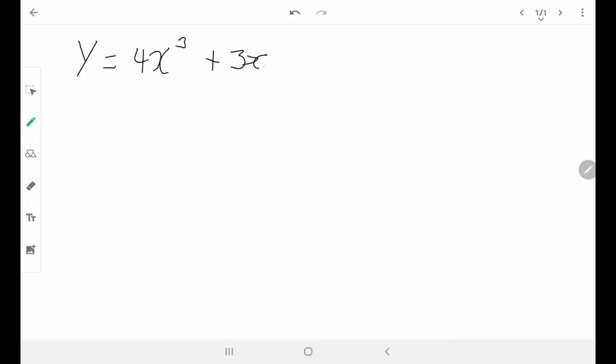Okay, let's go to the other side. So we've got all that, and let's do another example. So if I have something like y equals 4x cubed plus 3x squared plus 7x plus 9, and I want to find dy over dx, well, what we end up doing is treating them each separately.